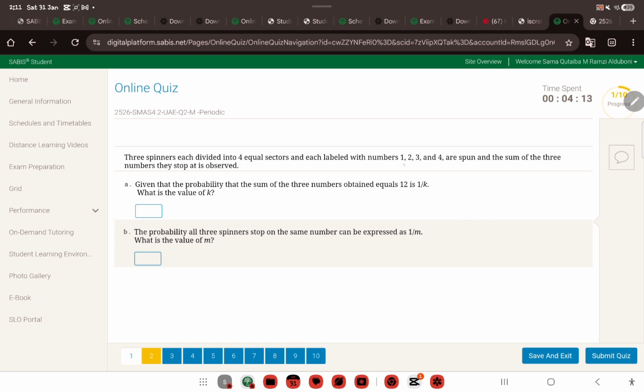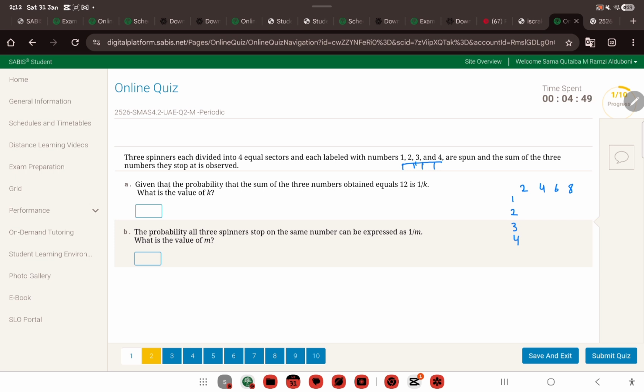So we have 3 spinners. Each one has 4 sectors, each labeled 1, 2, 3, and 4. If we were to consider 2 spinners, it would be 1, 2, 3, 4, 1, 2, 3, 4. But we have an extra third spinner, so we can multiply these values by 2. So it will be 2, 4, 6, and 8. In this case, we take into consideration all 3 spinners.